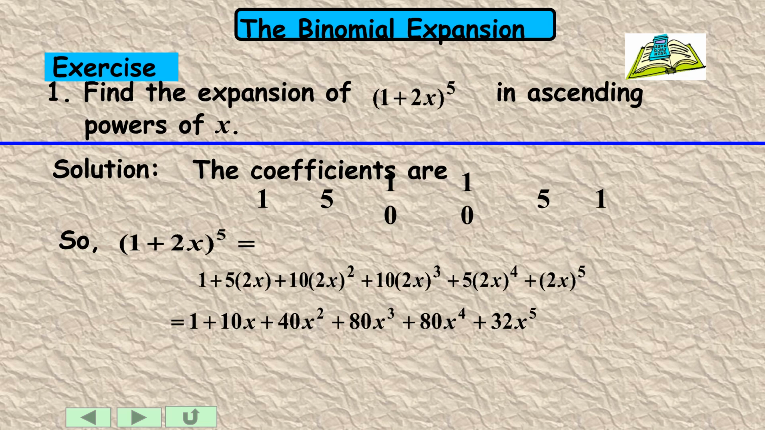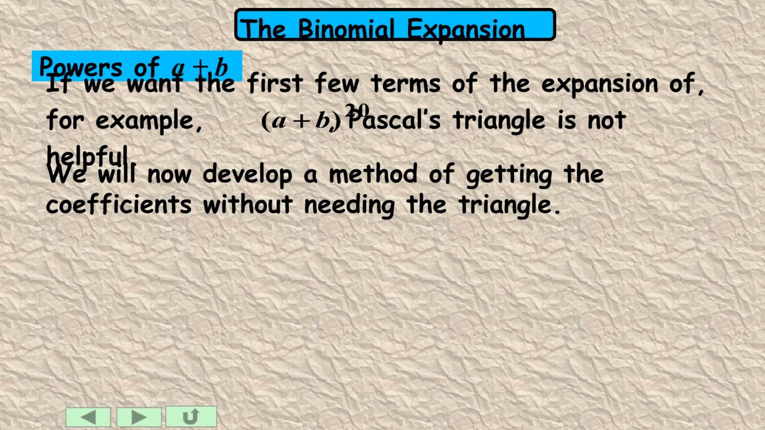Find the expansion of 1 plus 2x to the power of 5 in ascending powers of x. The coefficients are 1, 5, 10, 10, 5, and 1. Using the coefficients and substituting a equals 1 and b equals 2x, we get the following expansion.